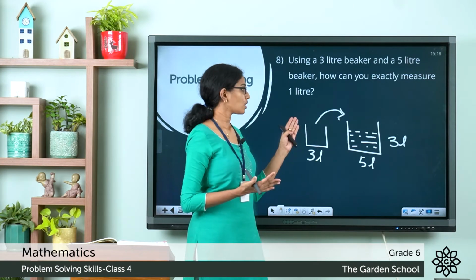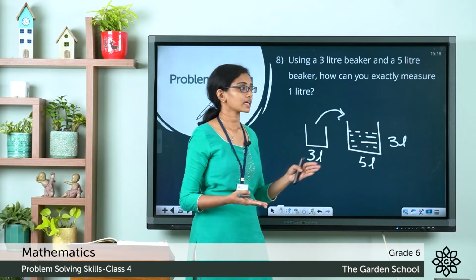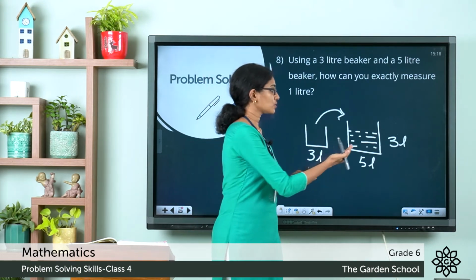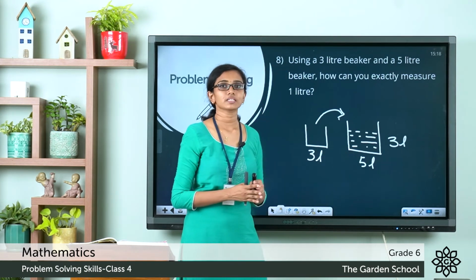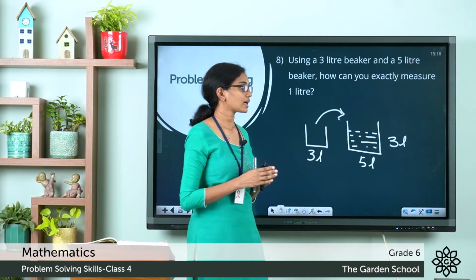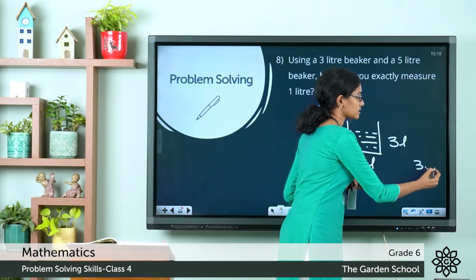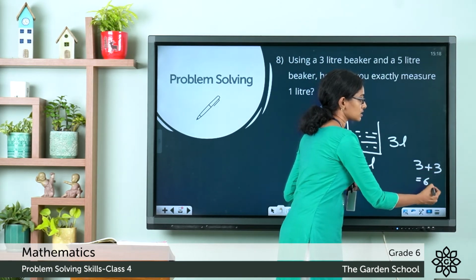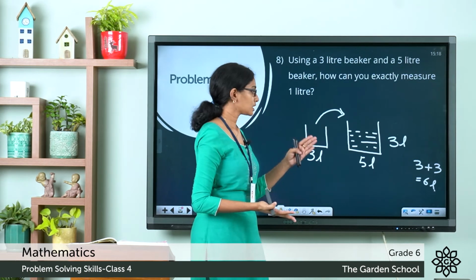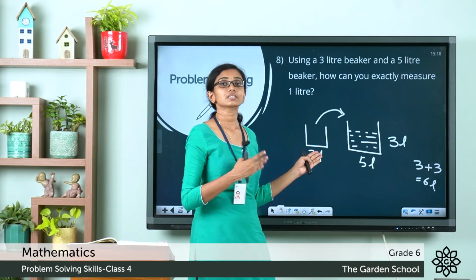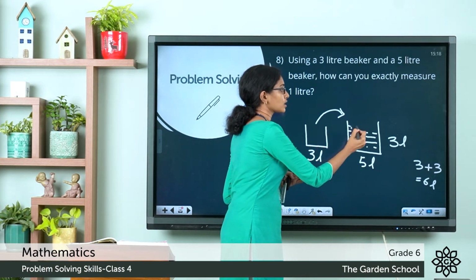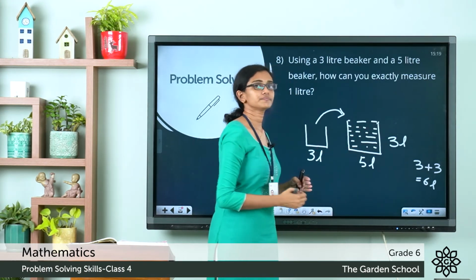Now, can we empty all the 3 liters that we took the second time into this 5-liter beaker? No. Why? Because the total capacity of this 5-liter beaker is only 5 liters. If we pour 3 liters of water twice, that would add up to a total of 3 plus 3, 6 liters. But the beaker will contain only 5 liters. So, when you empty the water from the 3-liter beaker the second time, you will only be able to empty 2 liters of it into this 5-liter beaker.